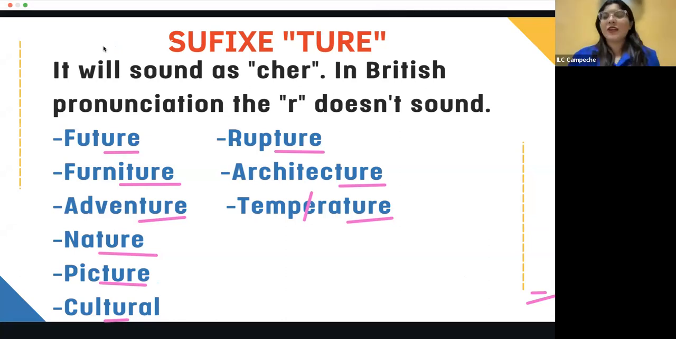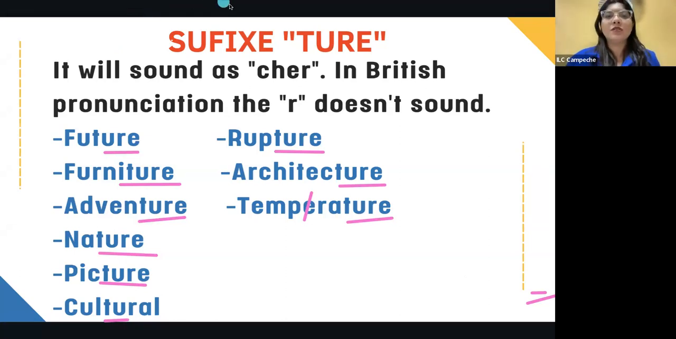Please don't feel stressed about it, okay? You basically have to say chur. Future, furniture, adventure, nature, picture, rupture, architecture, temperature, cultural.